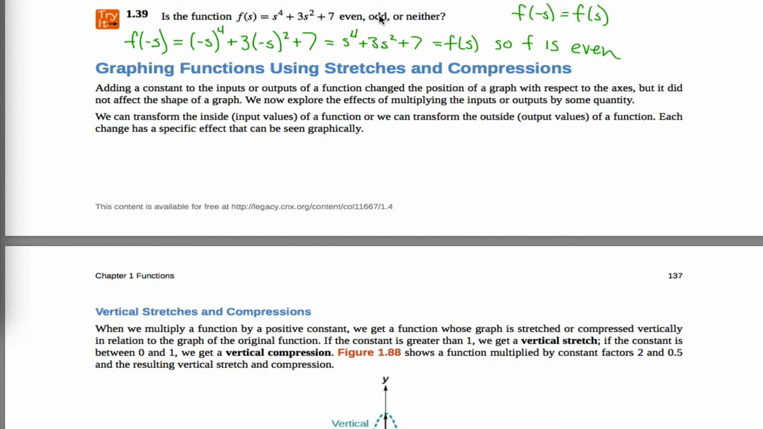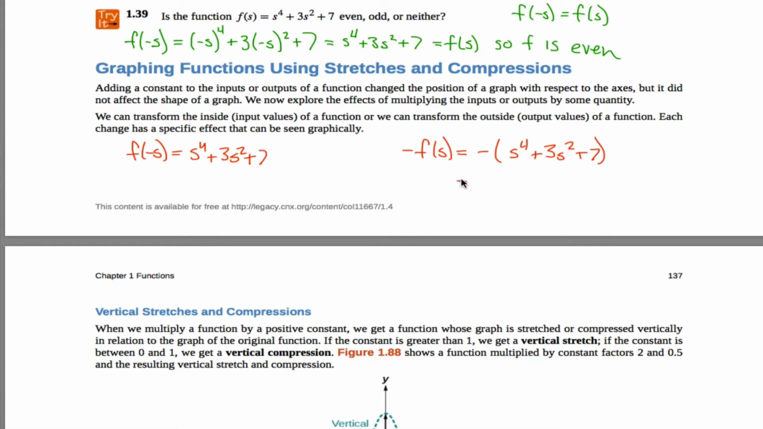To test whether it were odd, the way I would do it is I would compare f of negative s, which I already figured out above was s to the fourth plus 3s squared plus 7, to the negative of f of s. And yes, I realize this is slightly different than the way your book does it. F of s is given to me right here. So the negative of this thing would be negative, s to the fourth plus 3s squared plus 7.